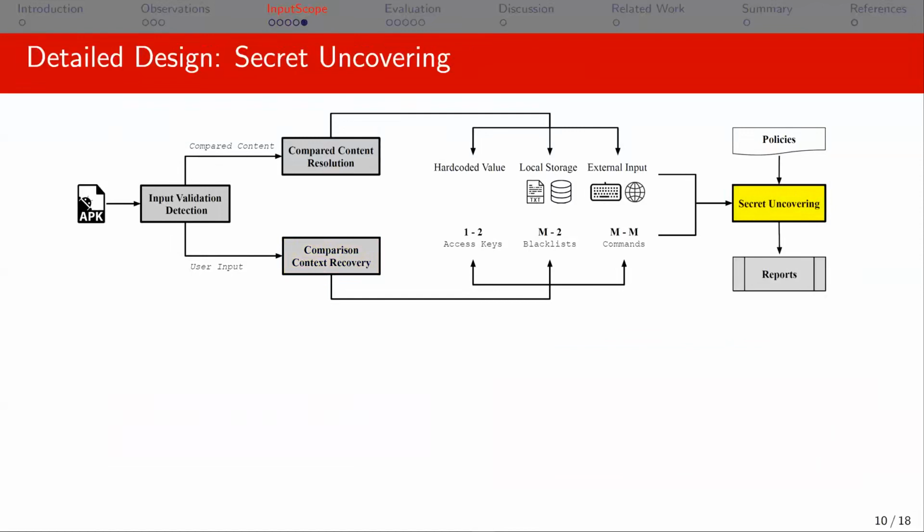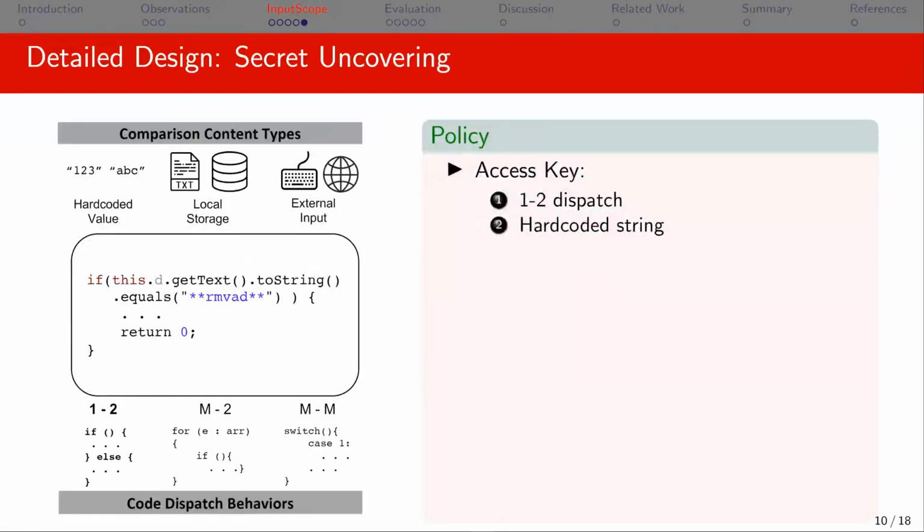Finally, combining this code dispatch with the sources of comparison content, we can build the comparison context, where we can apply a set of policies to identify different types of secrets. In total, we define 4 policies. First, access key. It has 1 to 2 dispatch, and the comparison content is a hard-coded string. Just like this example. This fixed value, which is not supposed to be known to users, can serve as a key to unlock a behavior, so we say it as an access key.